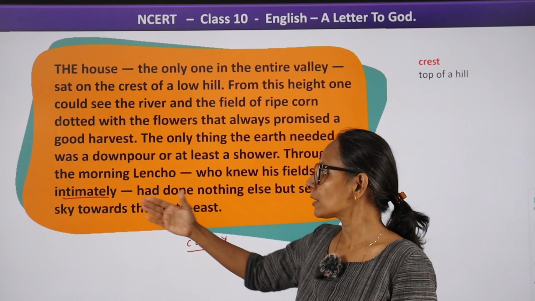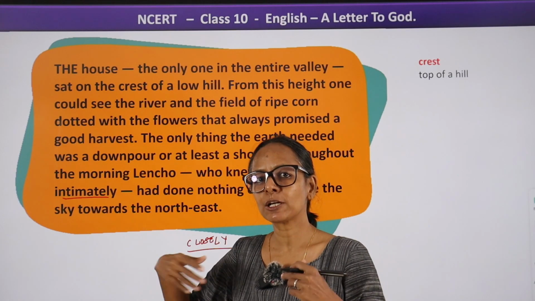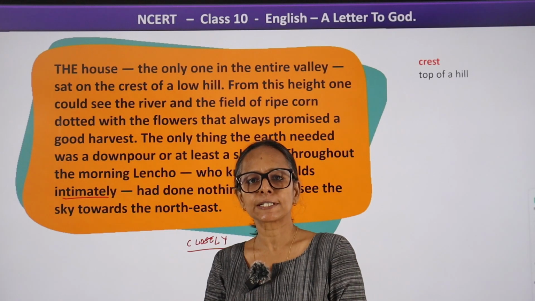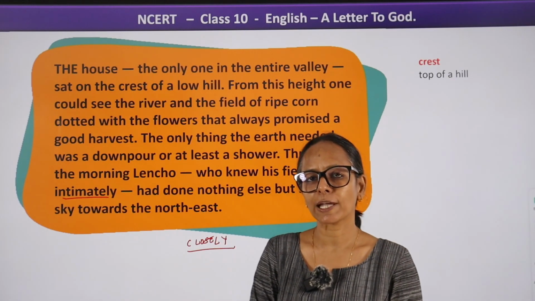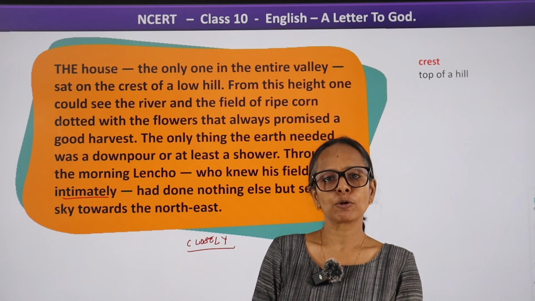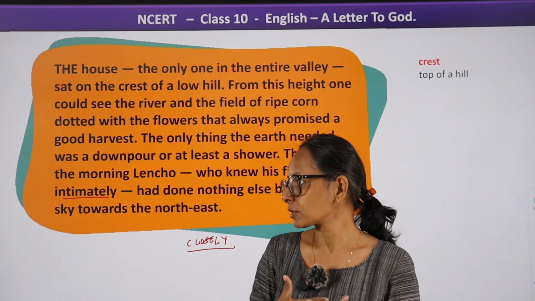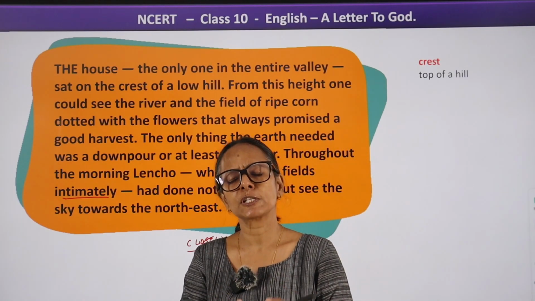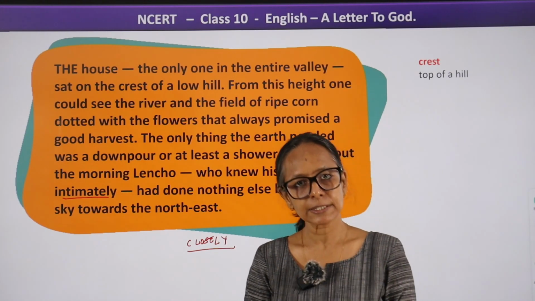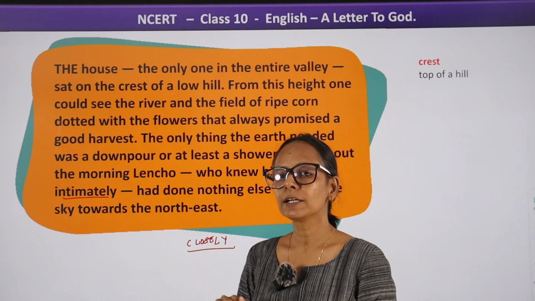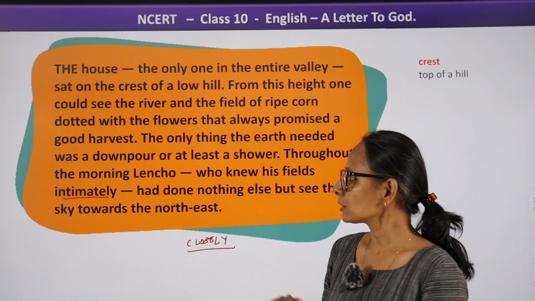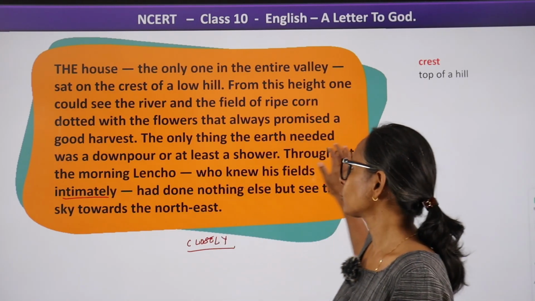Let's try to understand how to use this word intimately. When do we say intimately? When we know someone very closely. Let's try to use it in a sentence in day-to-day life: my parents know me intimately, meaning they know a lot about me. They're very close to me, so they know a lot about me. Like that, Lencho, because he has been working in his fields, he knows his fields that closely. But this guy who knew his fields this closely did not do anything other than looking at the sky in the northeast direction. Why is he doing that? We will get to know in the next paragraph.